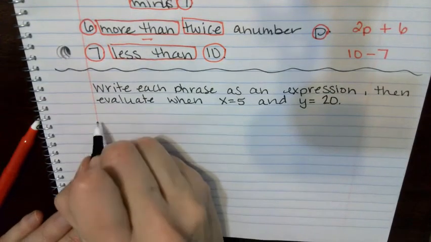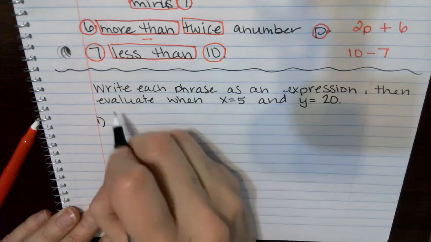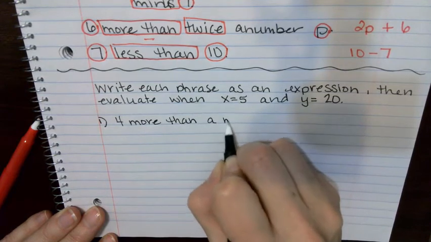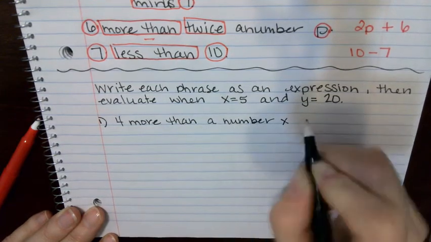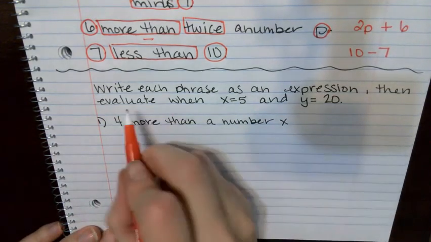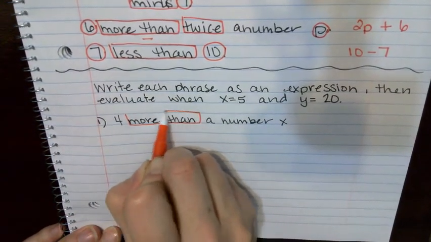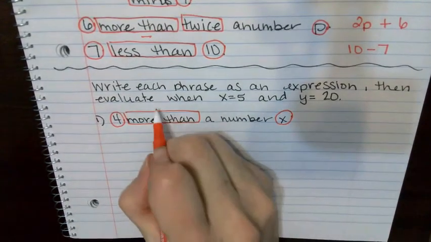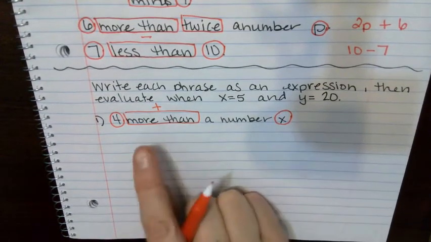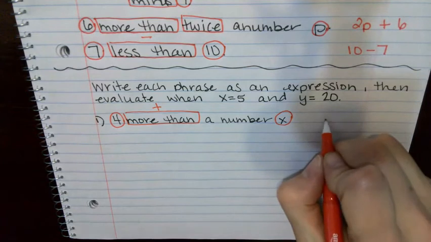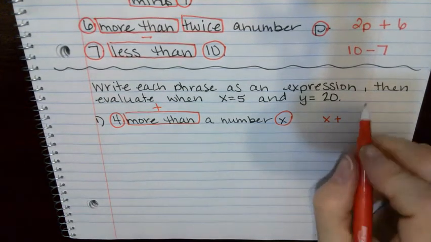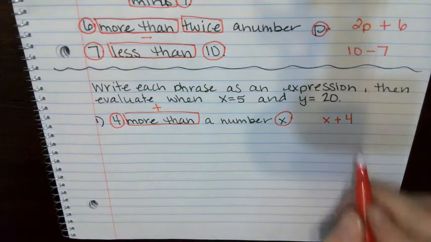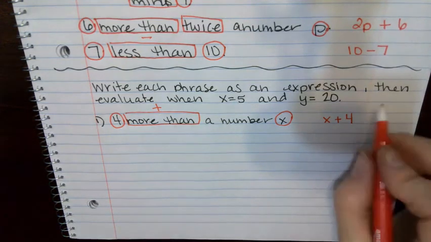So here's our first one. 4 more than a number x. So I have 4 more than a number x. So I have more than, which means I'm adding, and it's only one operation. And I have 4 more than x. Now, since it's more than, it's going to go last. x plus 4. With addition, it doesn't matter which order we go in because we have the commutative property of addition.